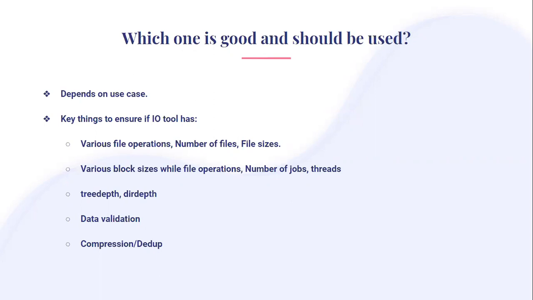Another aspect, which is very, very important, is data validation, because we are dealing with files and doing read and write. So we need to ensure that the tool has data validation. There are other features as well depending upon the tool, like compression and dedupe. Other tools have caching, local caching, or they directly write the files or the IO of the storage. So those are the high-level key pointers which you should evaluate before using an IO tool.